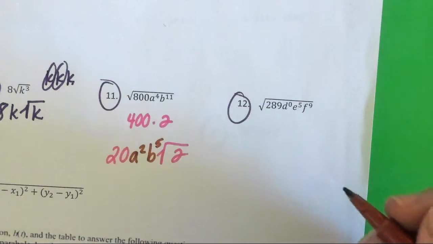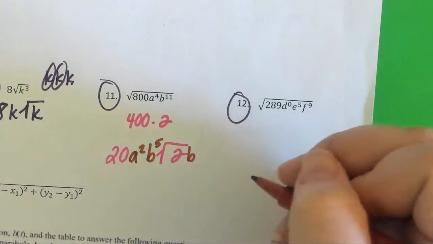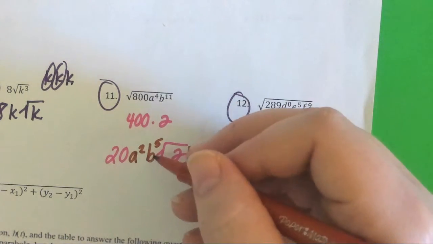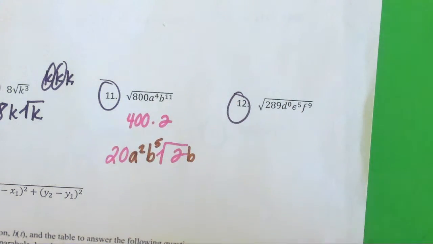What else? Yes, because there's 11, so we would back up to 10. 10 divided by 2 is 5. We leave 1 at home. So our answer is 20a squared, b to the 5th, square root of 2b. Perfect. You get another point, Lloyd.